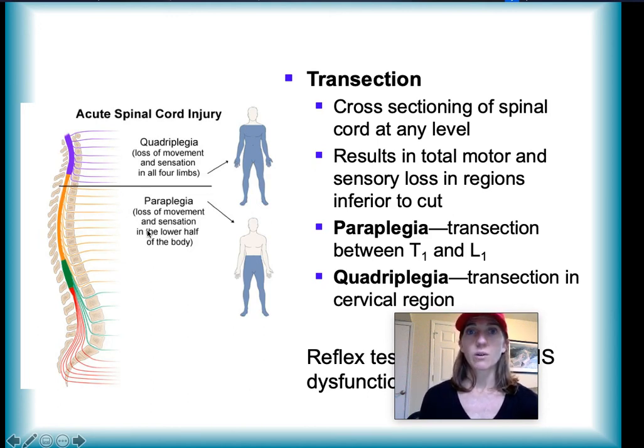So I'm going to end the video here in terms of focusing on the spinal cord, and next up we'll look at the peripheral nervous system.